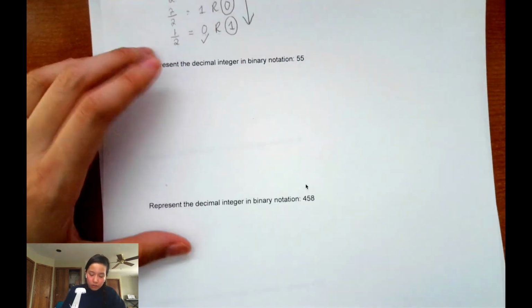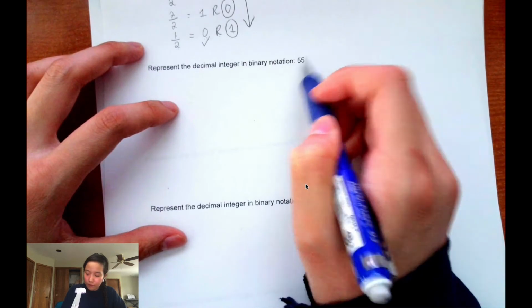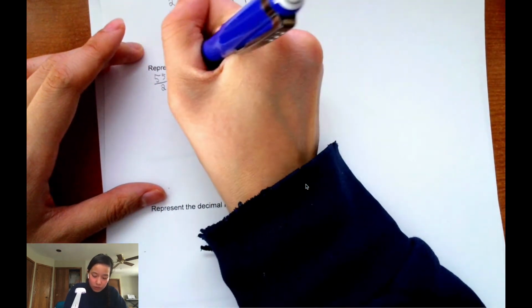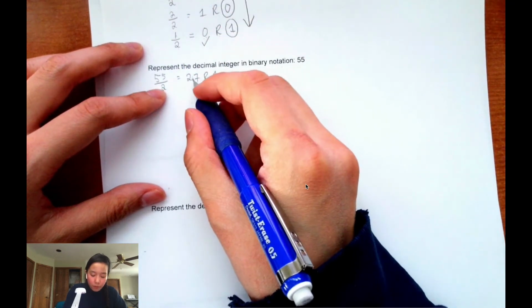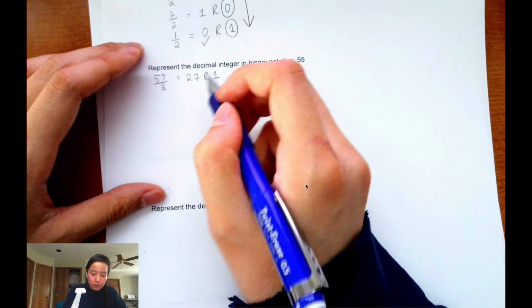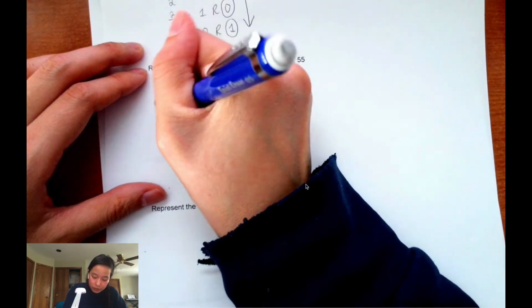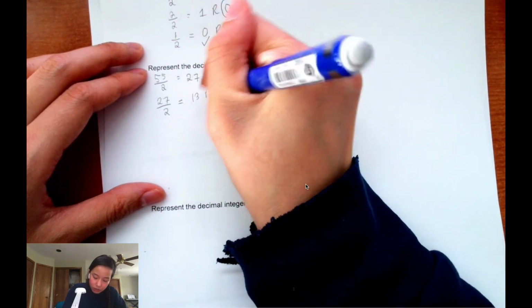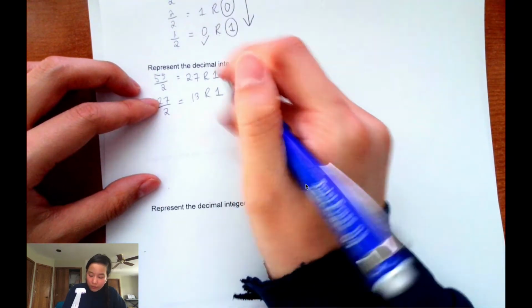Let's look at another example. So now they're saying represent the decimal integer in binary notation, 55. So you take 55 divided by 2, you get 27, remainder 1, because 27 times 2 is 54. 54 plus 1 is 55. Now you take 27 divided by 2, and you get 13, remainder 1. I know this is true because 13 times 2 is 26. 26 plus 1 is 27.